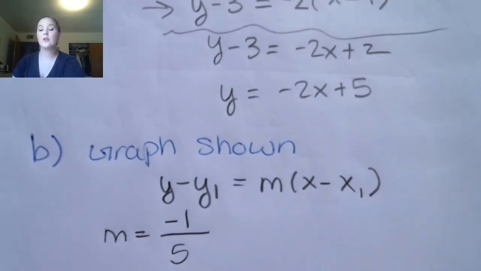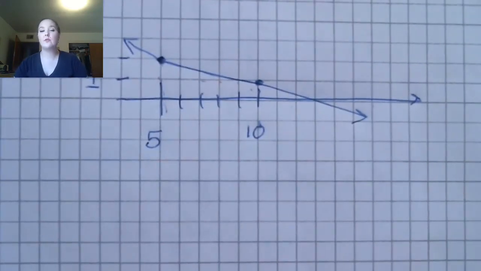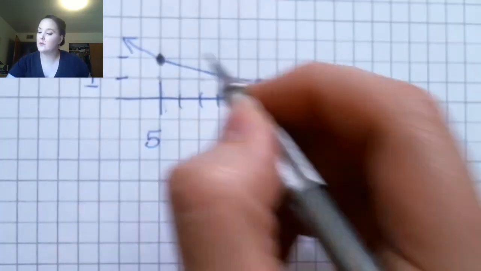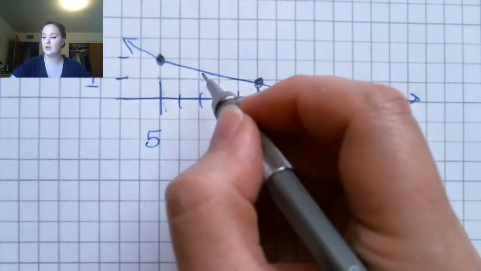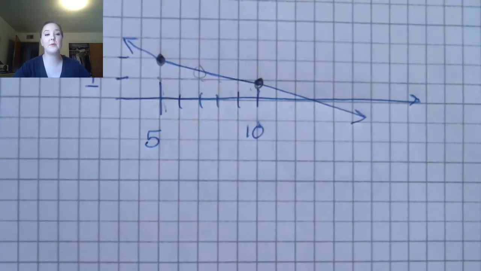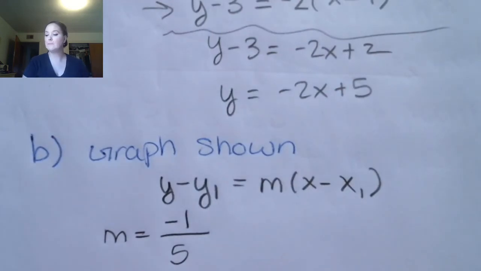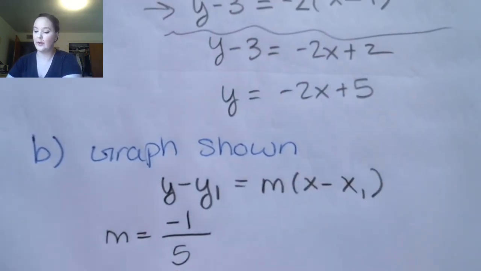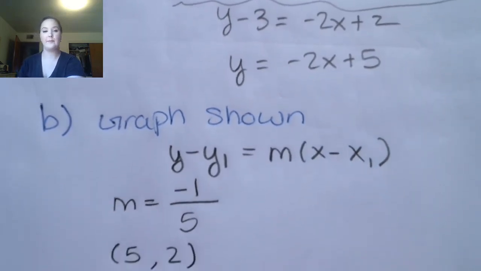Then in terms of choosing your point, you can choose either marked point, this one or this one. Now, it would not be a good choice to choose this one, for example, because we would have to estimate its value. As long as you choose a point that you know the exact value of, any point will work just as well. So we're going to use the point (5, 2), for example.